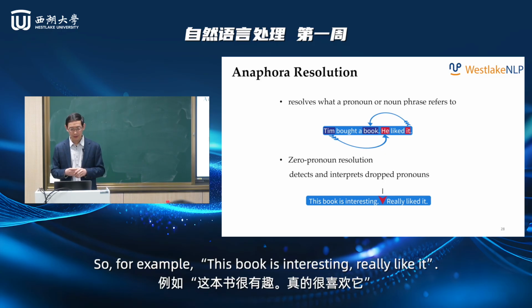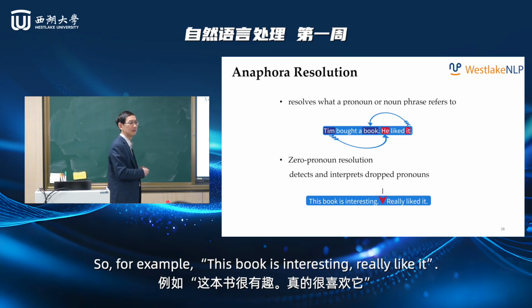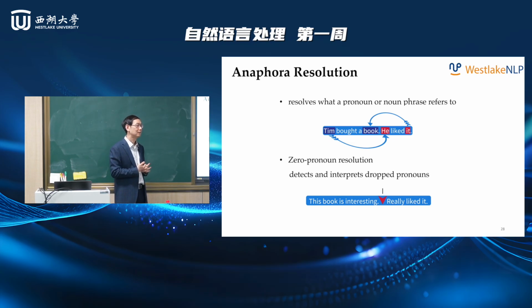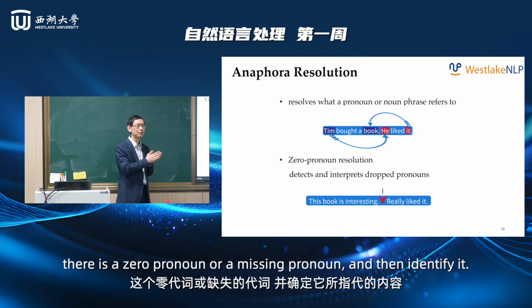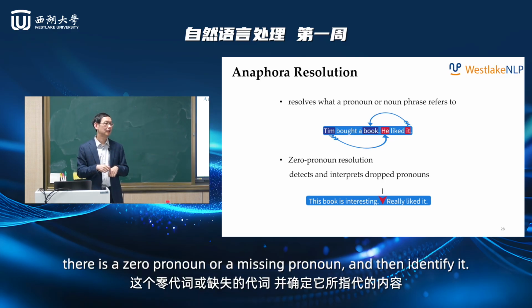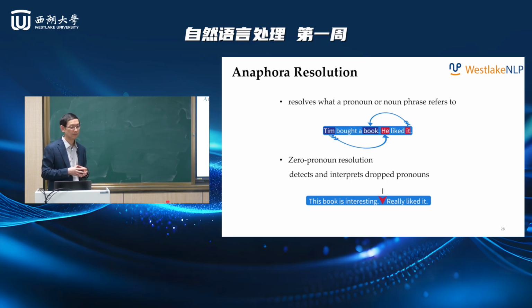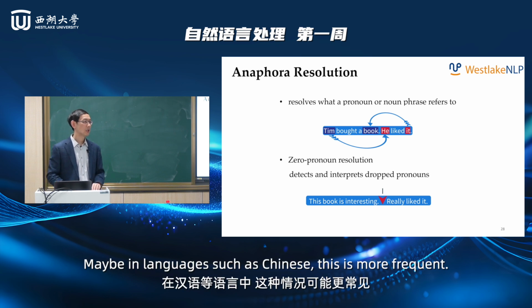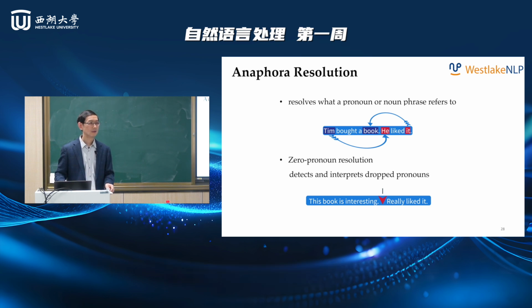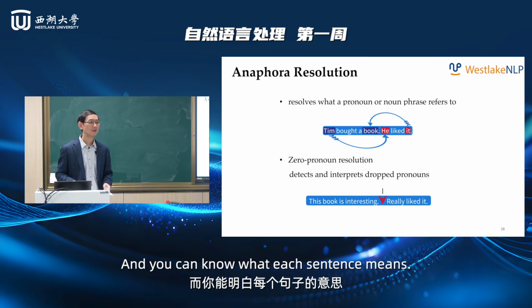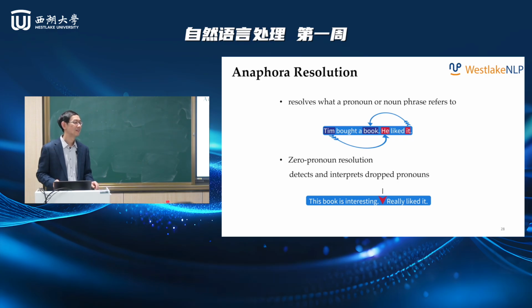Okay, so for example, this book is interesting. Okay, really like it. Here, you miss the subject I, okay? But you need to automatically find, okay, there is a zero pronoun or a missing pronoun, and then identify it. So this is called zero pronoun resolution, okay? Maybe in languages such as Chinese, this is more frequent. But sometimes you see a sequence of sentences without subjects, right? And you can know what each sentence means, okay?